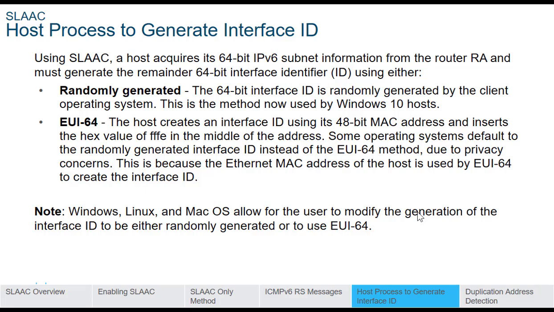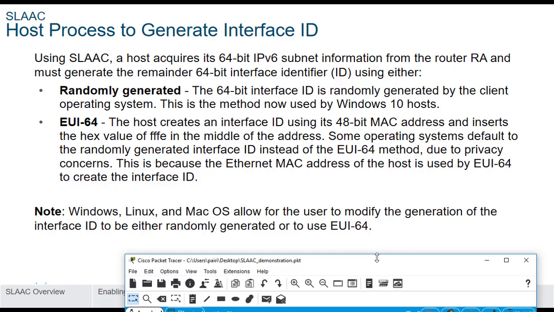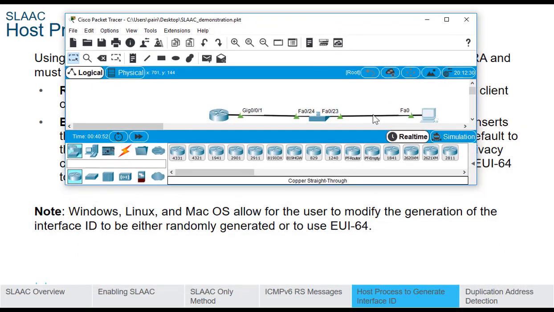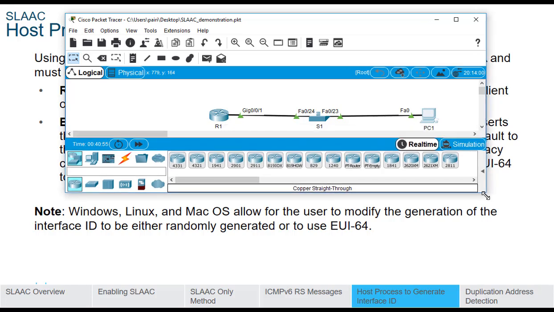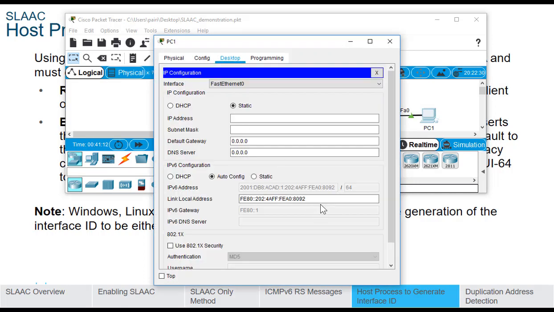seen that. Okay, so it's all in the Packet Tracer file. Once you create a Packet Tracer file, you should be able to observe how this happens. So we can see that Windows, Linux, and Mac OS machines, the operating systems, allow the user to modify the generation of the interface ID. You remember the last value we covered in lesson 1? Okay, remember that?